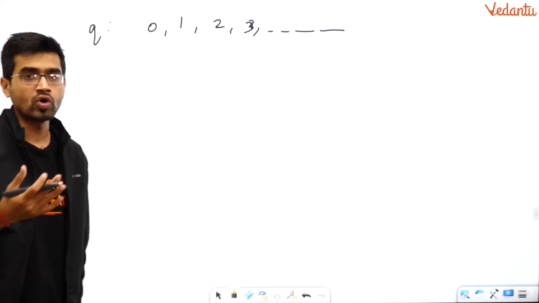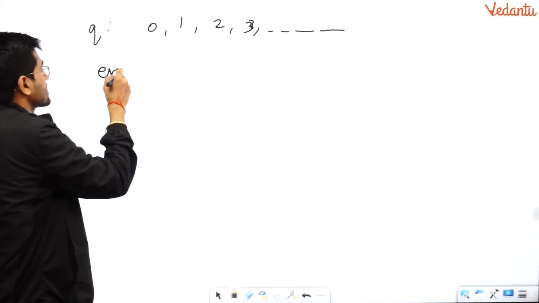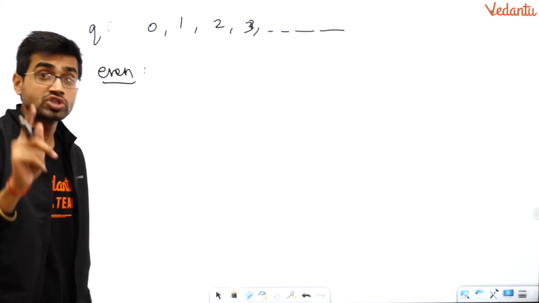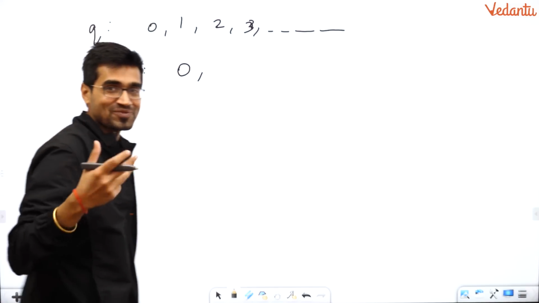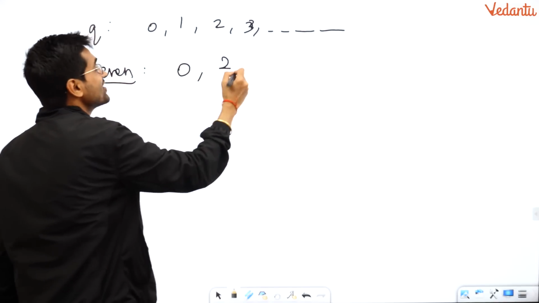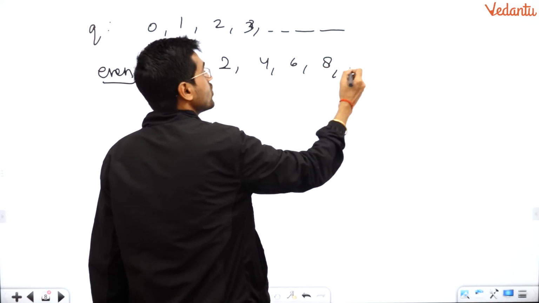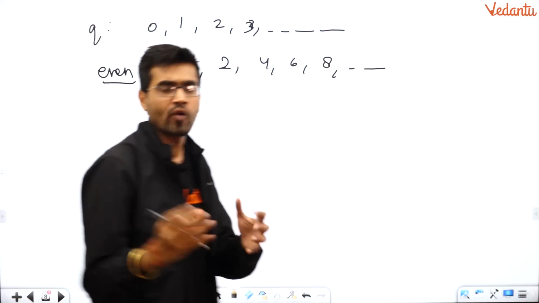Now today I want to know what is the even number series. So 0 is an even number. Remember this thing also. You should remember it. So 0, 2, 4, 6, 8 and so on. Now just try to get this point.